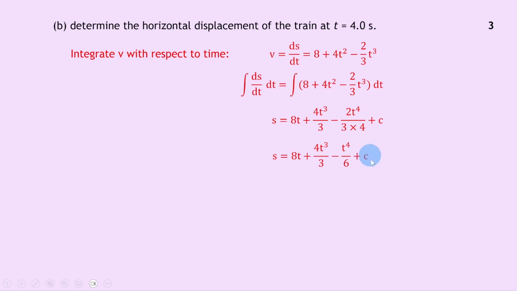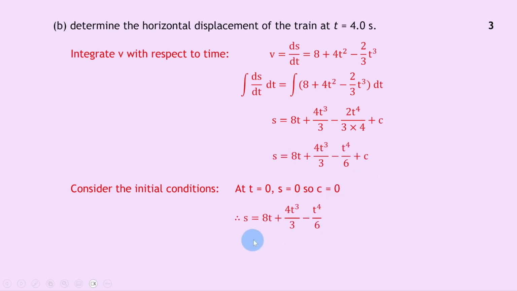And then to find out what this constant c is, we need to consider the initial conditions, which is just what happens when time t equals 0. Well, at time t equals 0, the train is not going to have moved, so its displacement s is equal to 0. So if we plug in t equals 0 here and s equals 0, then we get c equals 0. So we can rewrite s as s equals 8t plus 4t cubed over 3 minus t to the 4 over 6. Now remember, we want to find the horizontal displacement at this given time.